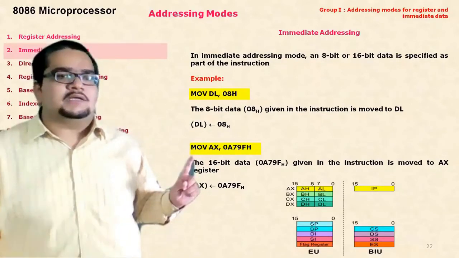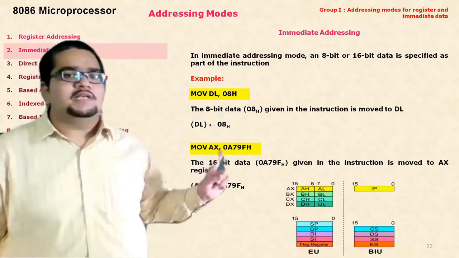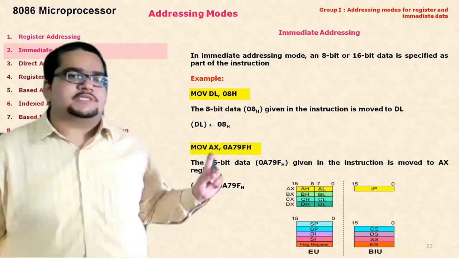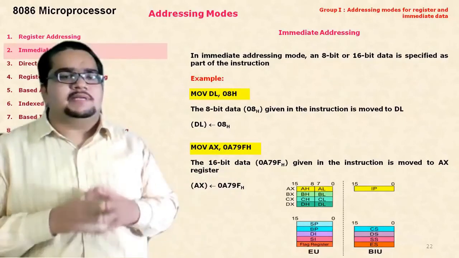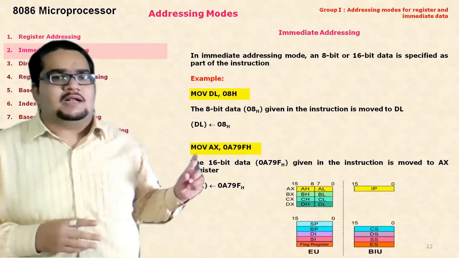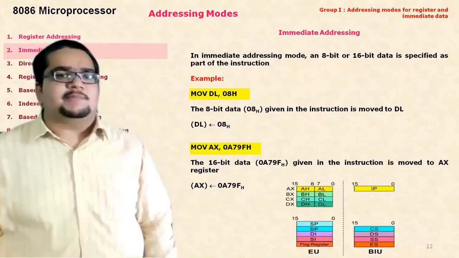Here the word operation is going on, because the data here is 16-bit, and the destination register, you can check it out, is also 16-bit. A 16-bit register is the destination, and we are taking a 16-bit immediate data source number in this instruction and moving that number into AX. So this type of addressing is immediate addressing.